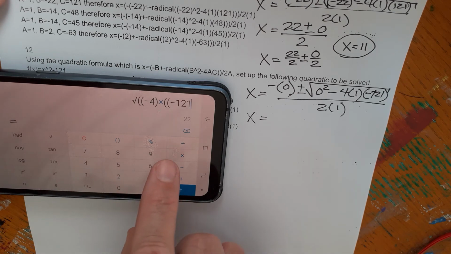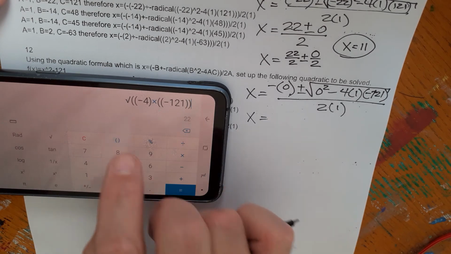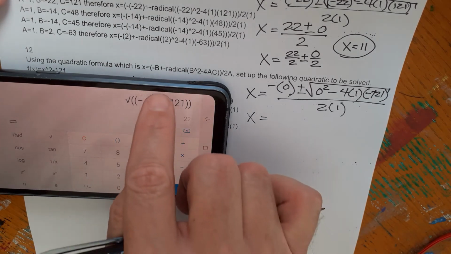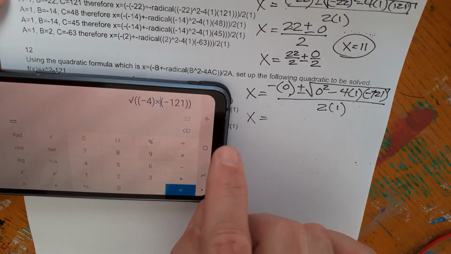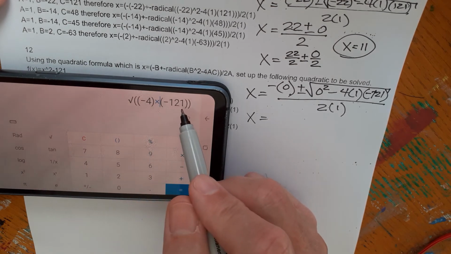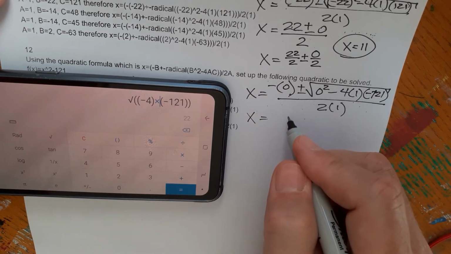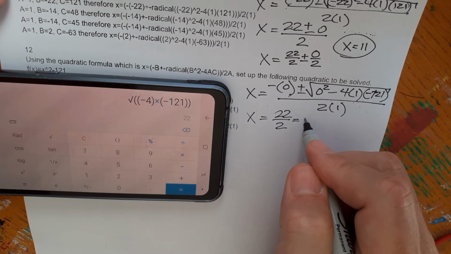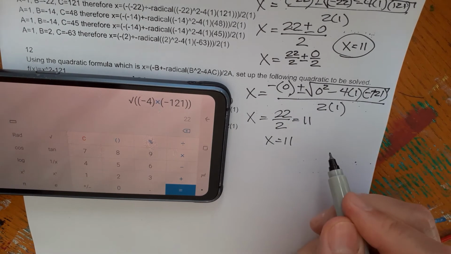121, sorry, 121. All right, this matches up with this. I'm not sure I need all these different parentheses in here. Boom, boom, boom. There we go. Okay, so the square root, what we have here is negative 4 times 121. That comes out 22 because it's the square root of it. So what we really have is 22 divided by 2, and this equals 11 also. So that's a single root. We have x equals 11 again.